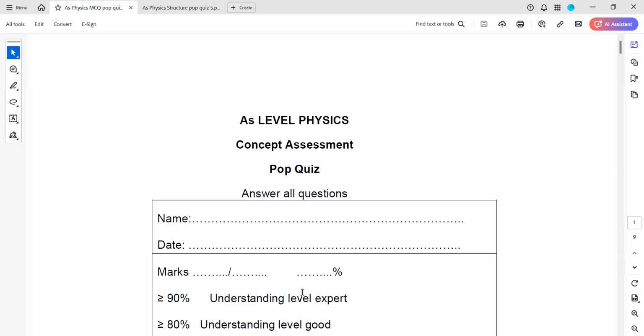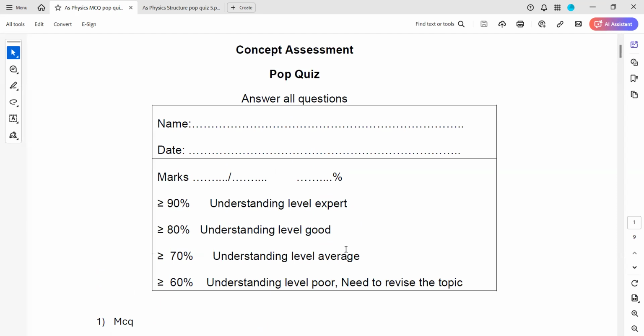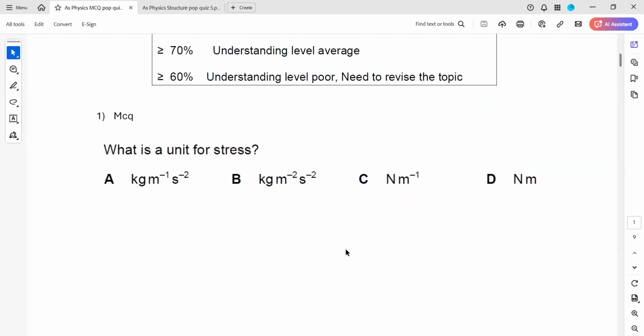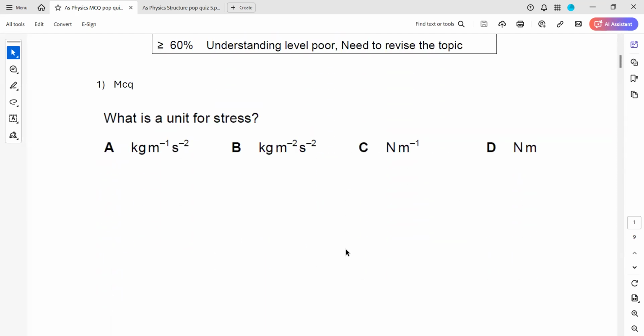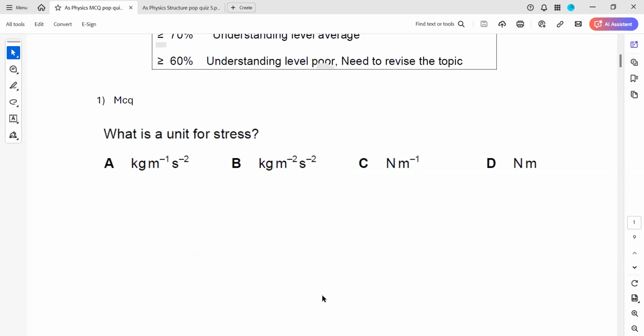So this was a weekly pop quiz. You can mention your doubts. The first pop quiz, which was related to the MCQs. Any doubt in question one? Question one, any doubt?